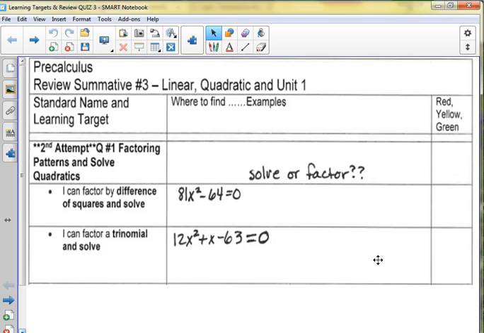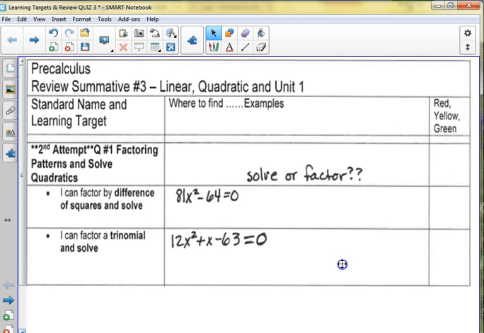Like you would do 12 times 63, and then you'd find factors of that answer that differed by 1, and so on. But what? Everybody's okay on those? Please ask. Which one? The last one? With a coefficient? What's the first? How's the first one factor, guys?